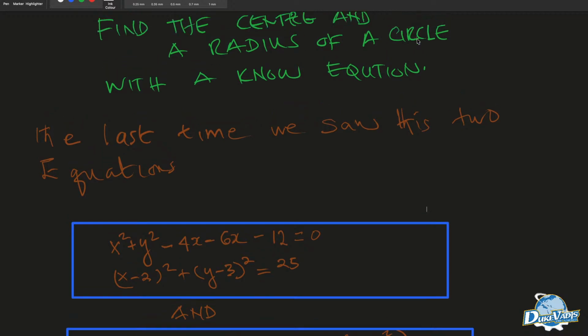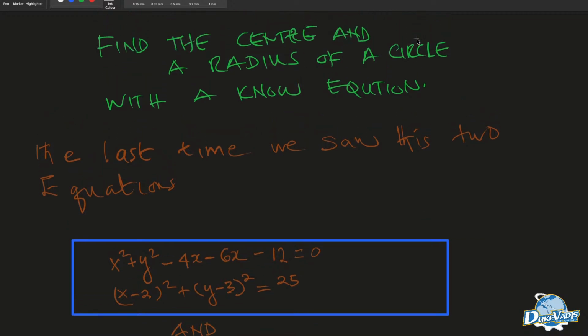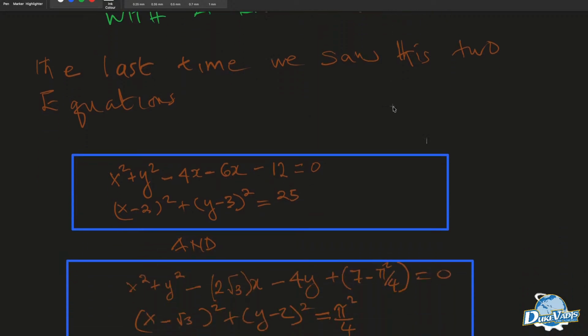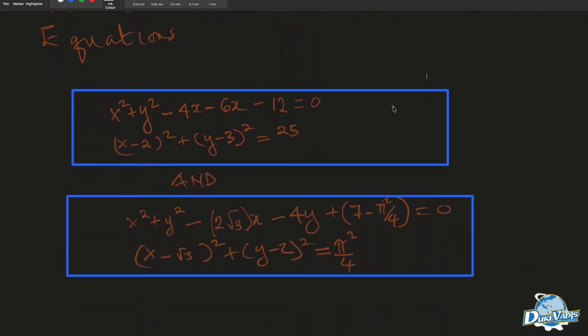Once again. Okay, so this time around we're looking at how to find the center and the radius of a circle with a known equation. Last time we saw these two equations. As you can see here, our final conclusion was that the equation x squared plus y squared minus 4x minus 6y minus 12 is equal to 0 can also be written as (x minus 2) squared plus (y minus 3) squared equals 25.